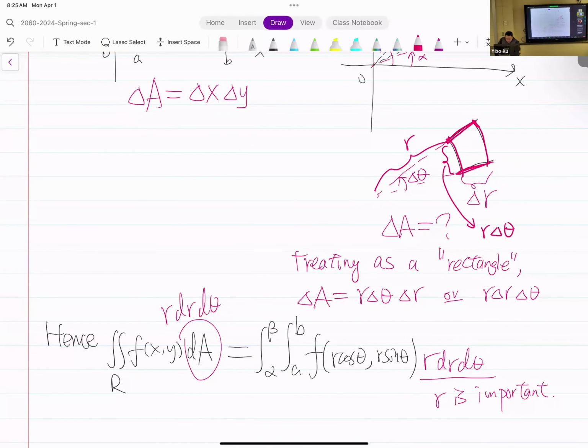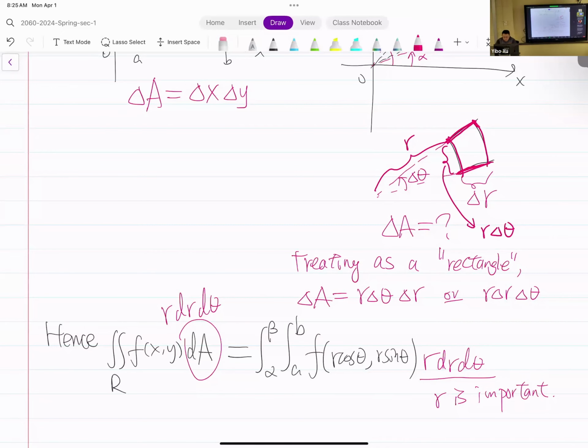Basically, the critical part for the double integral over polar coordinates is this part in red. This r dr d theta is the important thing. When we had dx dy, that's the tiny width times the tiny length of a small rectangle, so that's direct multiplication.